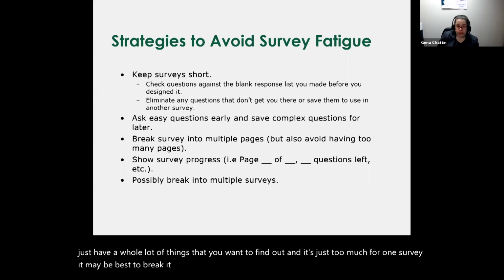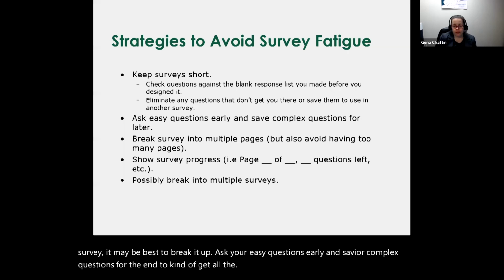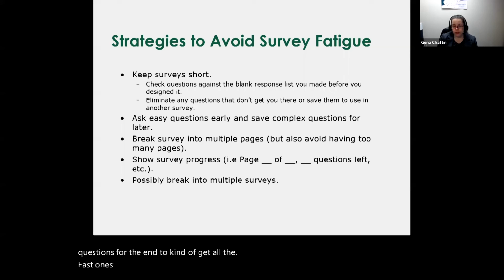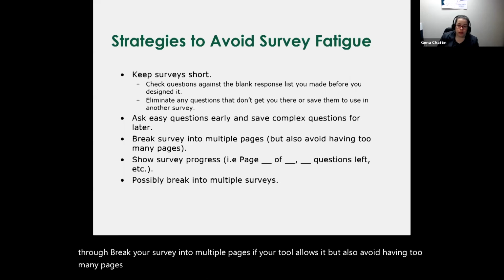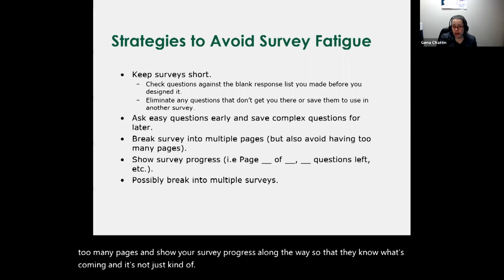Ask your easy questions early and save your complex questions for the end to get all the fast ones done quick. So when they start to lose their energy, they don't have as much to go through. Break your survey into multiple pages if your tool allows it, but also avoid having too many pages. And show your survey progress along the way so that they know what's coming and it's not just going on into infinity.